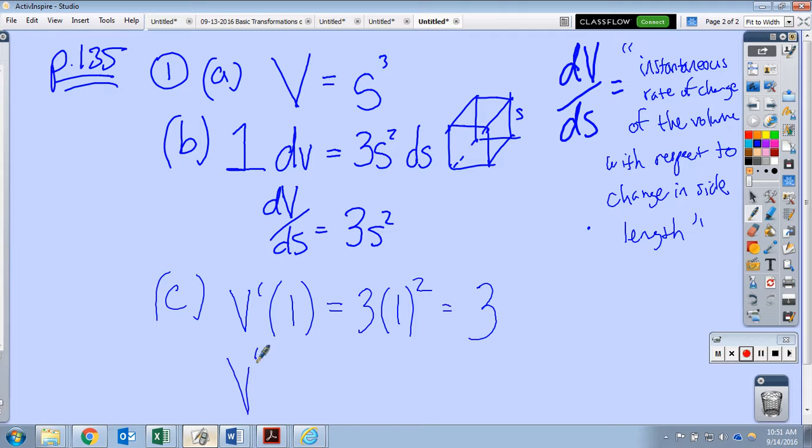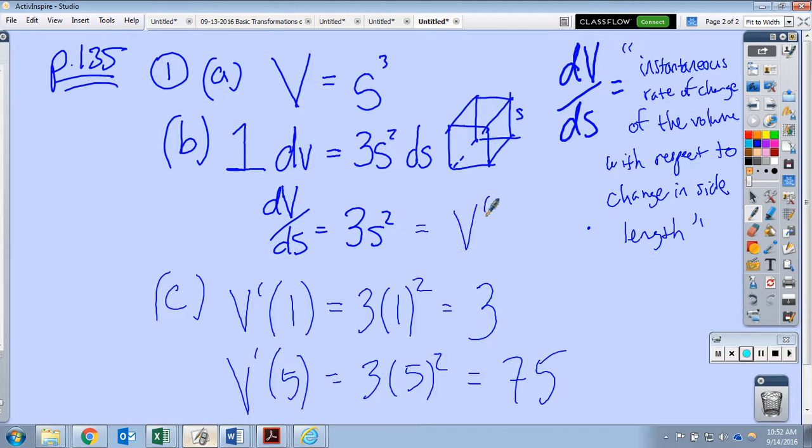And then to find V prime of 5, that would be equal to 3 times 5 squared, which is 75. Just using this here. So this can also be thought of as V prime of S, another way of saying dV/ds. Any questions? Nope.